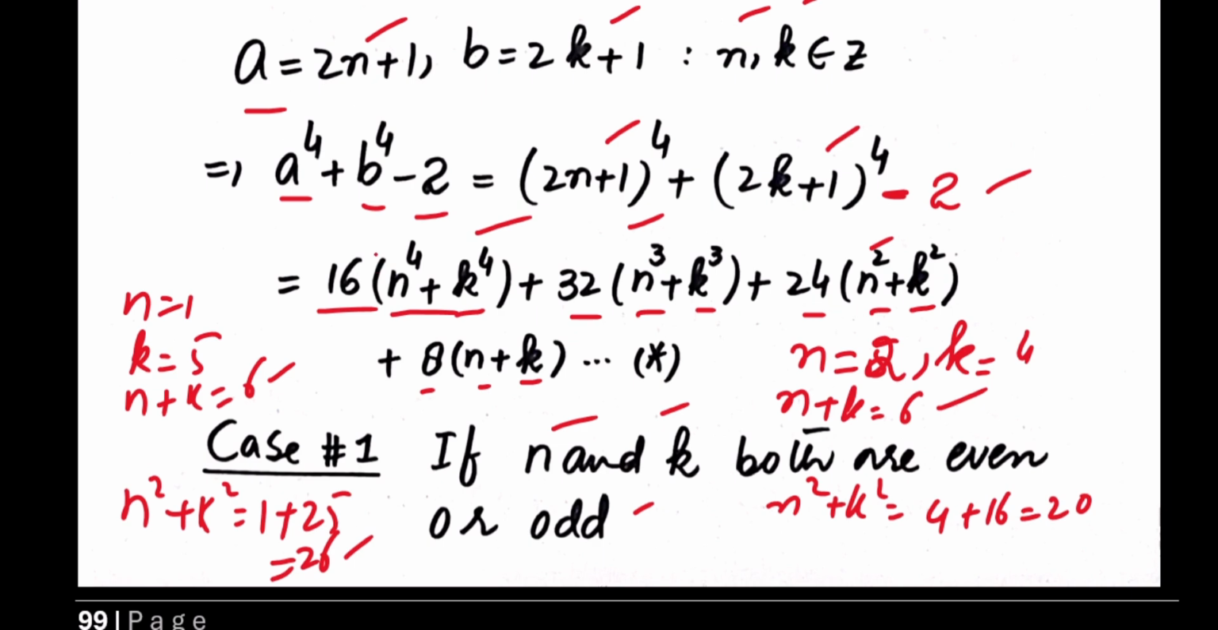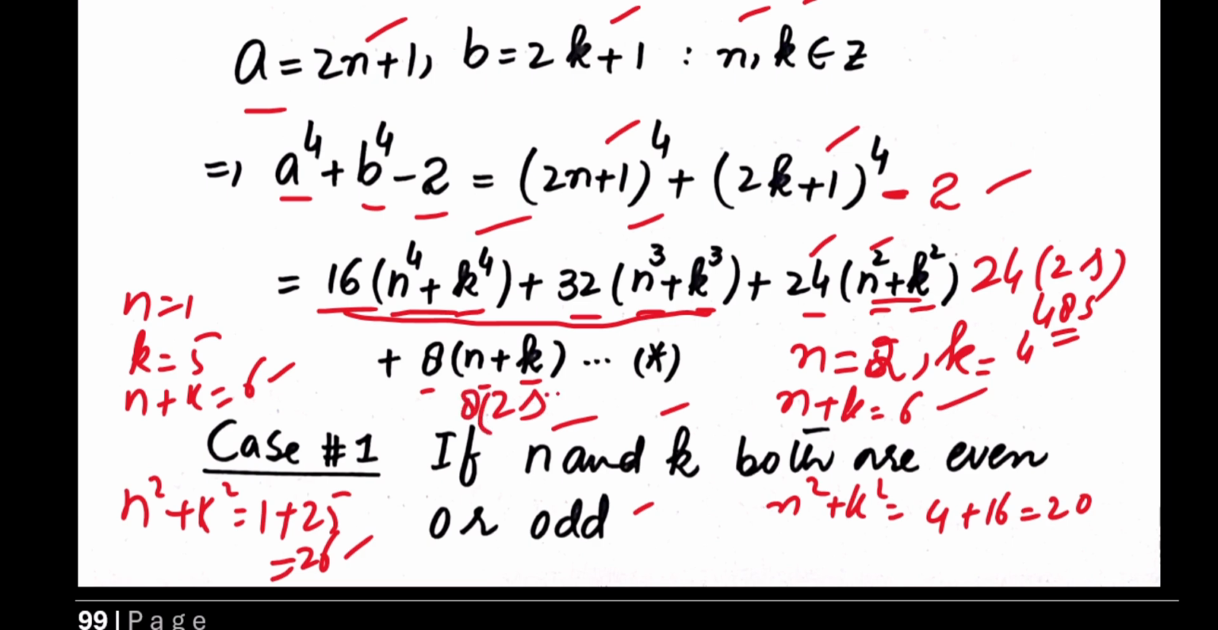There is no doubt that the first two terms are clearly divisible by 16. So the possibility is for the last two terms. When n square plus k square is an even integer, suppose this is equal to 2s, this becomes 48s, which is clearly divisible by 16. Similarly, if n plus k is an even integer, suppose this is 2s, this becomes 8 into 2s, which is equal to 16s. So it is also divisible by 16. So each term is divisible by 16, hence its sum is also divisible by 16.